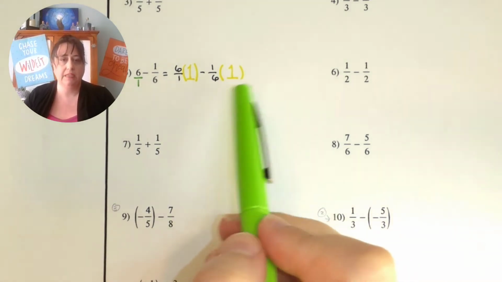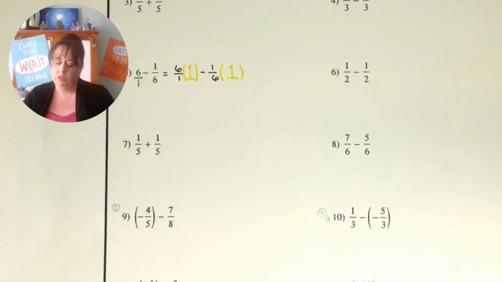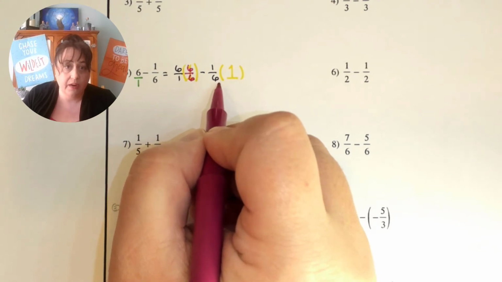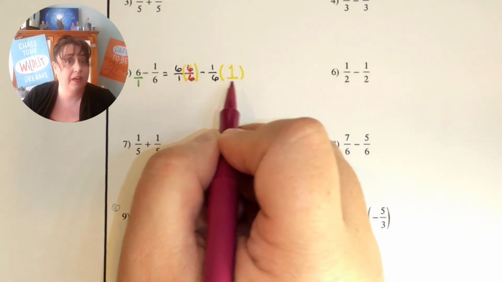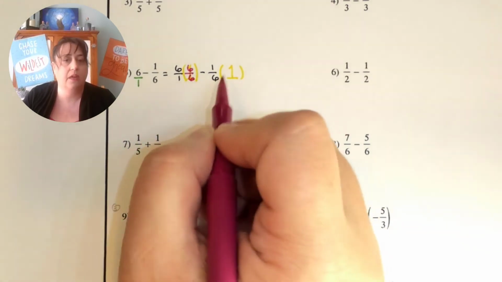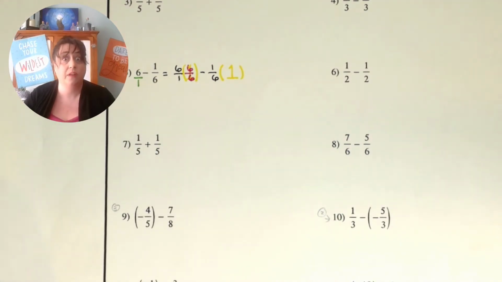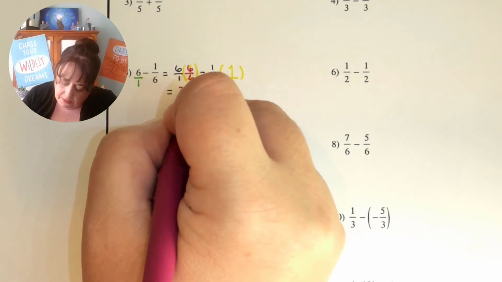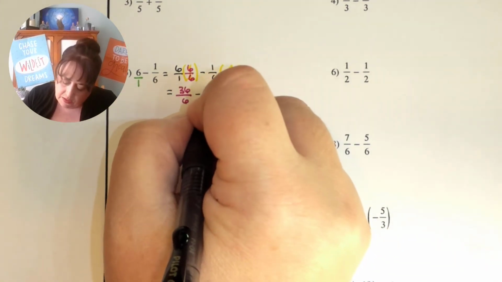So in this case, I have a 6 and I have a 1. So I'm going to multiply by 6 over 6, meaning this 6 right here. And I'm actually not going to do anything here, because if I multiply 1 times 6, I'm going to get my common denominator that I'm looking for. So I know 6 times 6 is 36, and then I have minus 1 over 6.